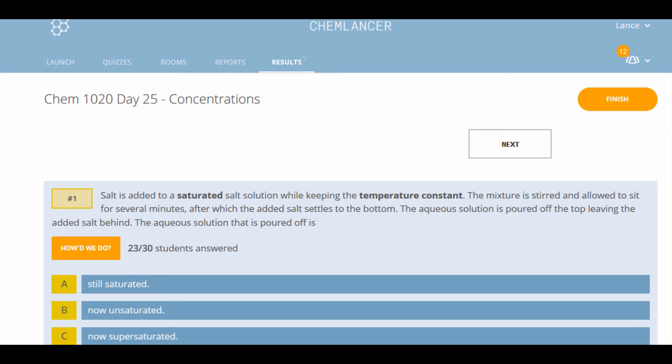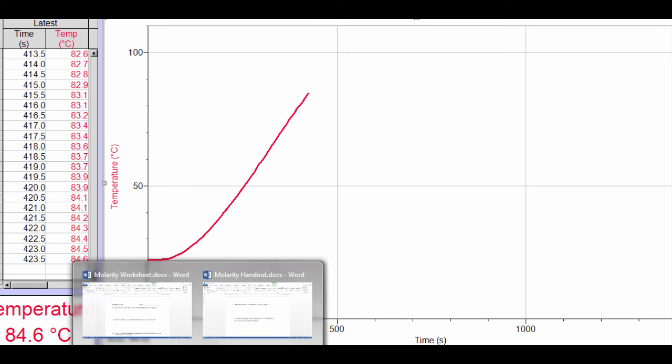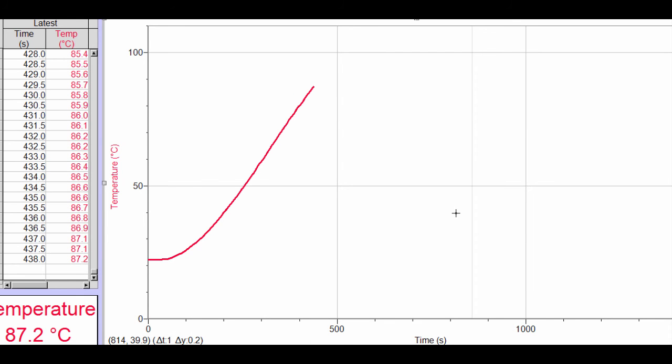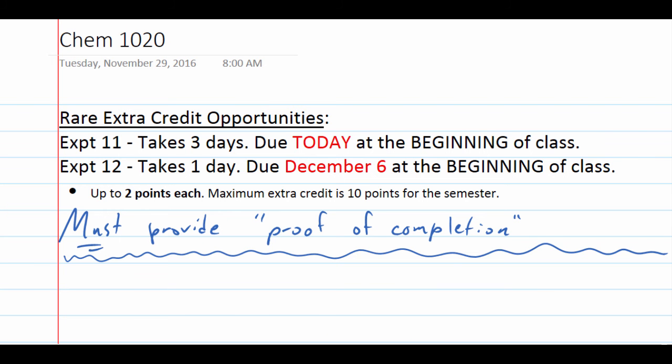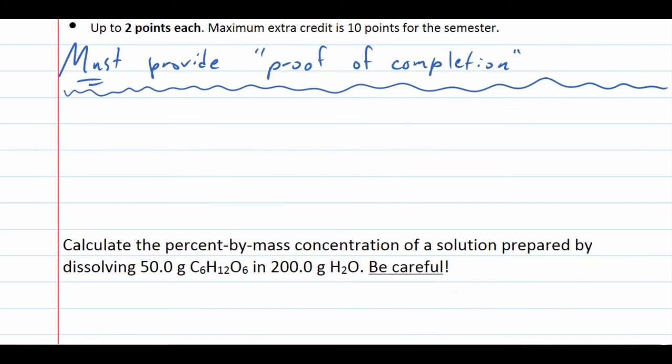And I do have sitting up here a demonstration that we will be doing. Right now I am heating this water up to its boiling point. Once it begins to boil, I am going to be adding some salt to it, and we'll be observing the effect that the addition of salt has on the temperature of this solution. So with that in mind, let's go ahead and get going here today. I have a couple questions here.